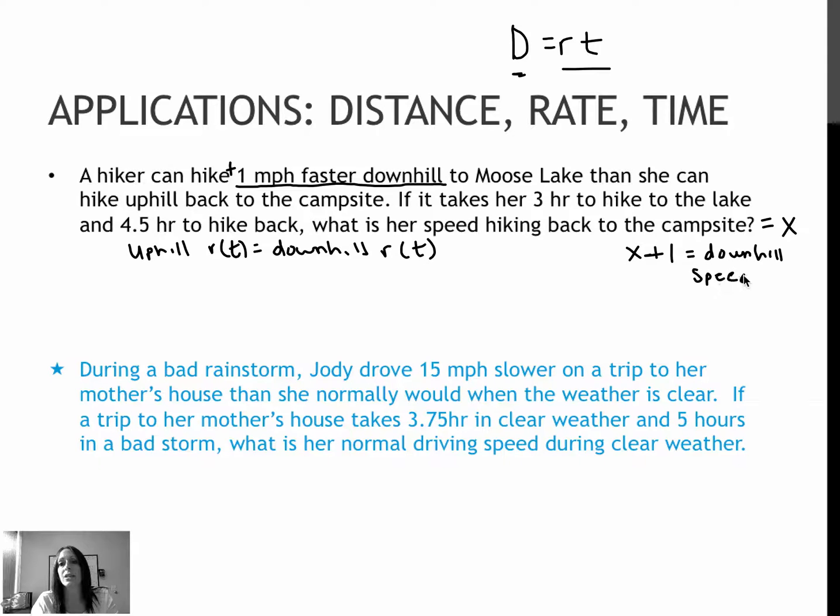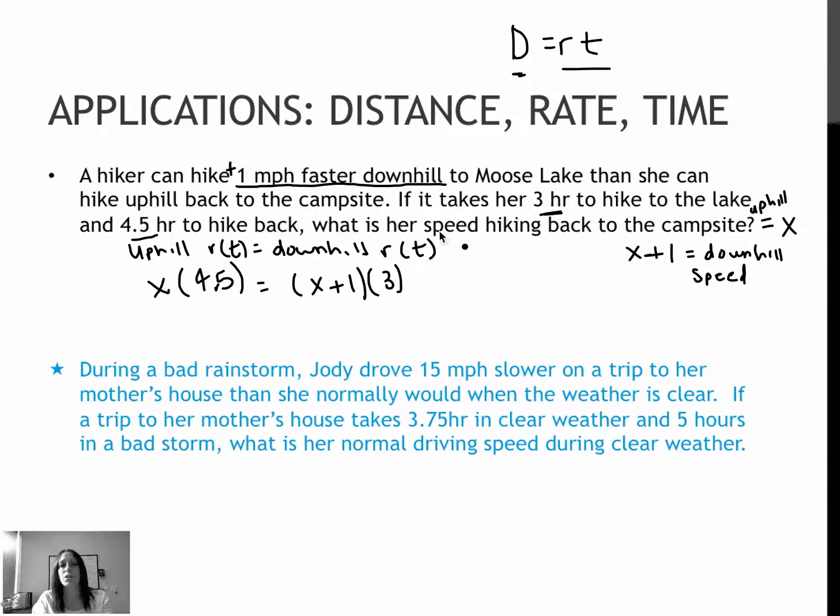So notice the speed is going to be x if we're going uphill, and x plus 1 if we're going downhill. Now we're going to try to write our equation. The uphill rate is x. The time going uphill is 4.5 hours. The downhill rate is x plus 1. Rate is speed, x plus 1. The time to go downhill is 3 hours, 3 hours to the lake.